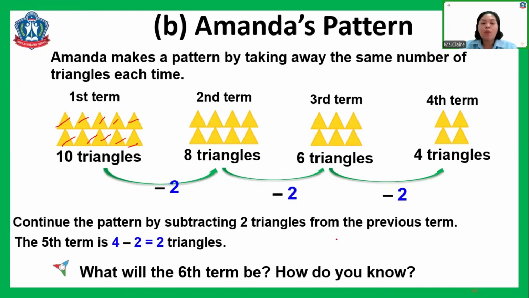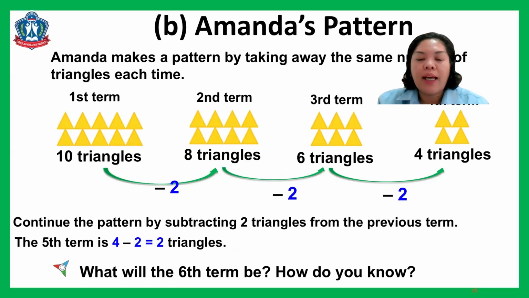Okay. So what will be the sixth term? So fourth term is 4, fifth term is 2. So the sixth term will be 2 triangles minus 2 is 0. So 0, there are no more triangles in the sixth term for Amanda's pattern. So again, in Amanda's pattern, the sixth term will become 0. So the pattern will only stop at 0 because there are no more triangles.